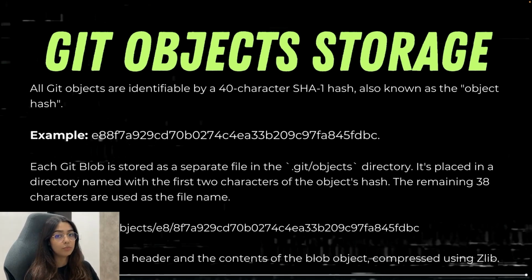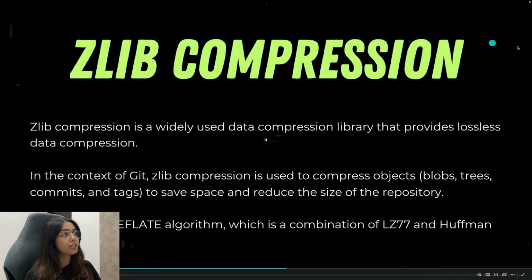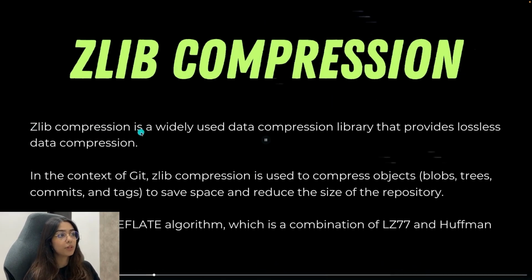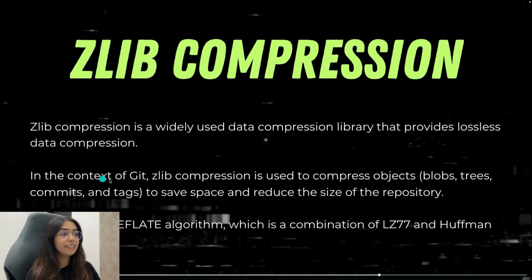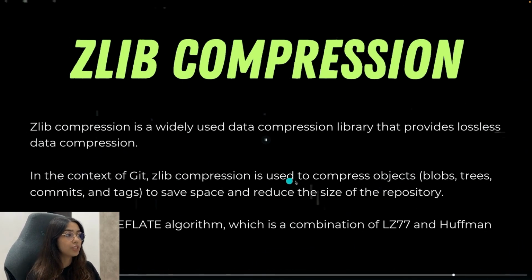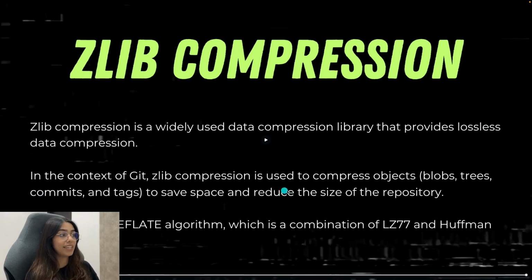All types of Git objects contain a header and the contents. Everything inside that file is compressed first and then stored. The compression algorithm used by Git is known as zlib. Zlib compression is a widely used data compression library that provides lossless data compression. In the context of Git, zlib compression is used to compress objects, blobs, trees, commits, and tags to save space and reduce the size of the repository.